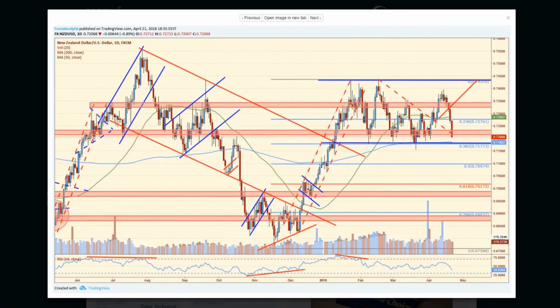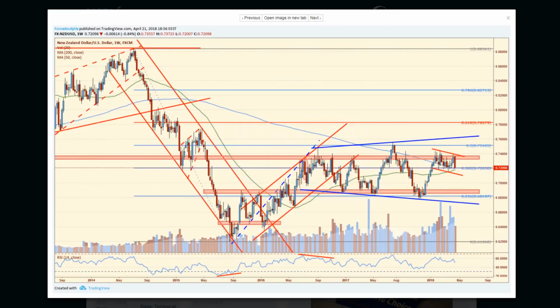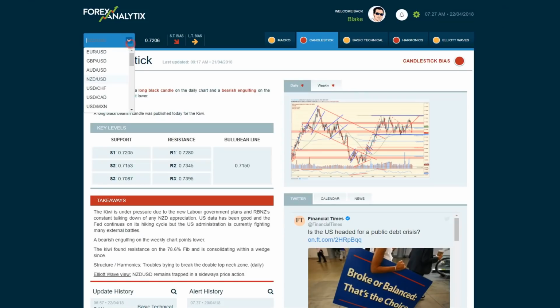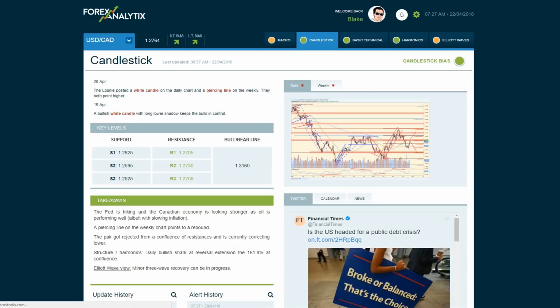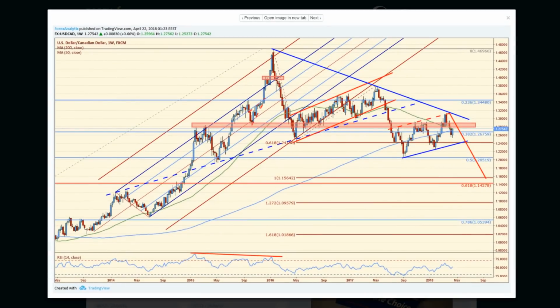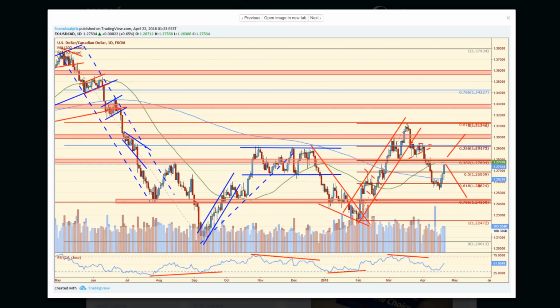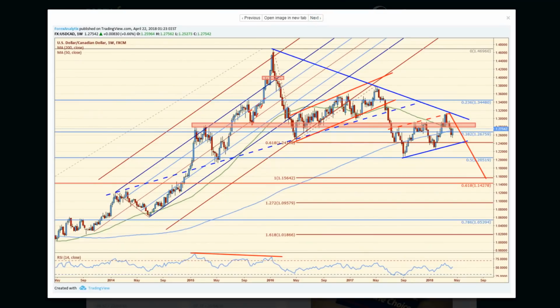But here's the kiwi again. This is a big dark cloud cover. Nasty looking, and you can see this down channel. We're heading towards the lower end of this channel probably. Really ugly. Let's take a look at the Canadian. Here's the Canadian. That's a piercing line, bullish reversal, especially after a 618 retracement that, let's see if you can see it here on the daily chart. See the 618. Yeah, so big reversal candle on the Canadian.